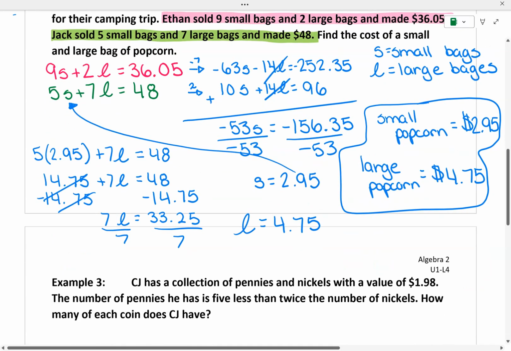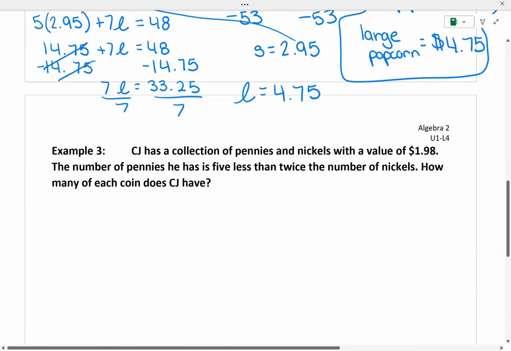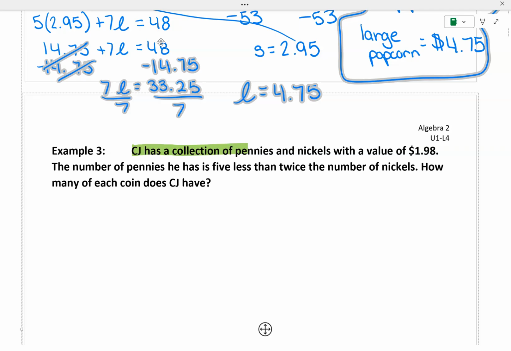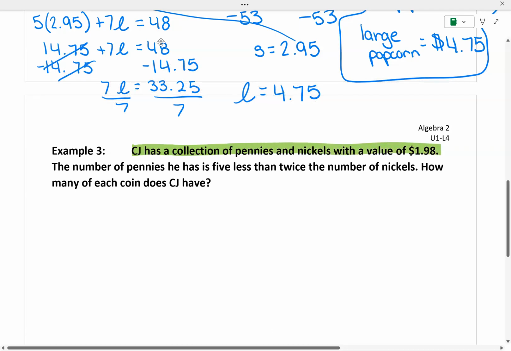Okay, so again on example 3, if you would like to pause it, go ahead and see if you can set it up. If not, we will get started. Okay, so let's see what we got going on. CJ has a collection of pennies with a value of $1.98. So I want you to think about what just happened right there.